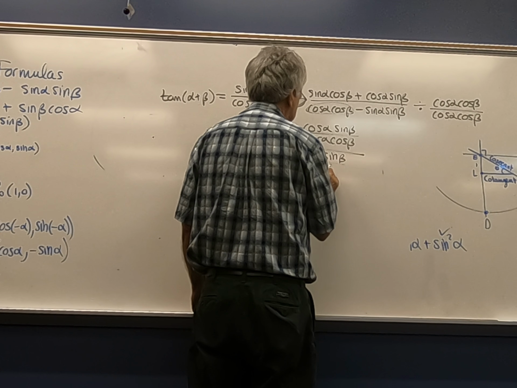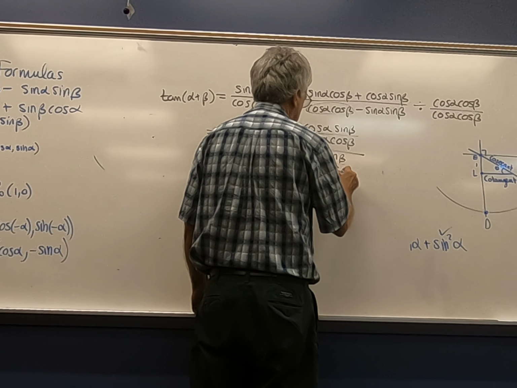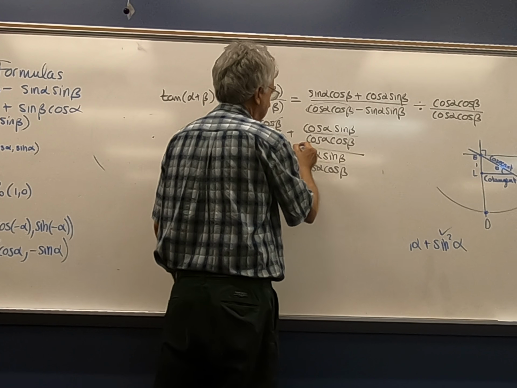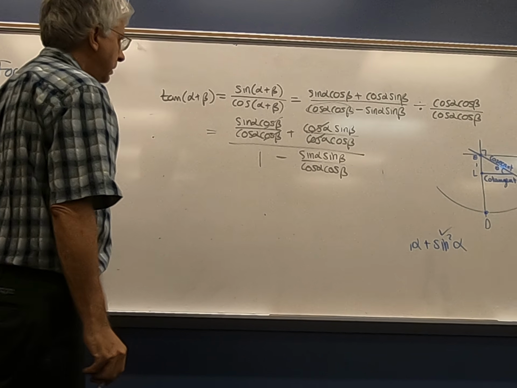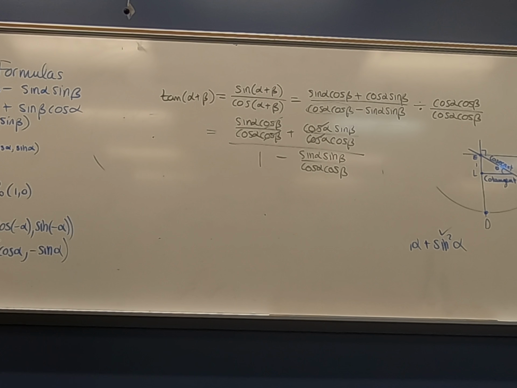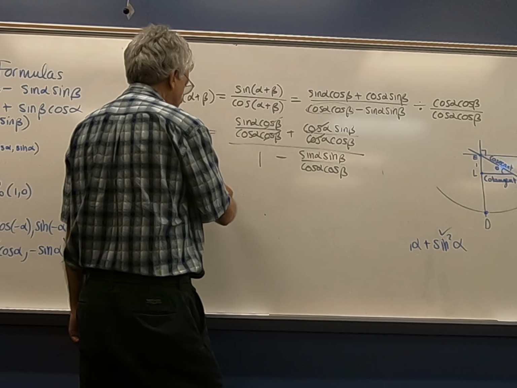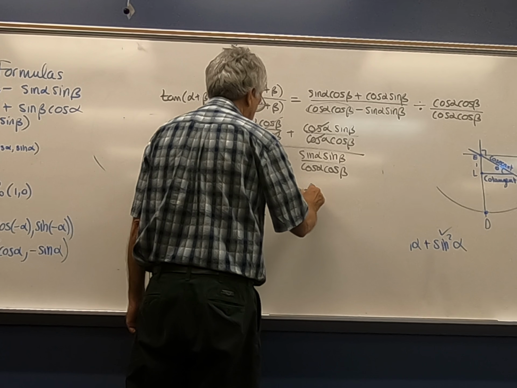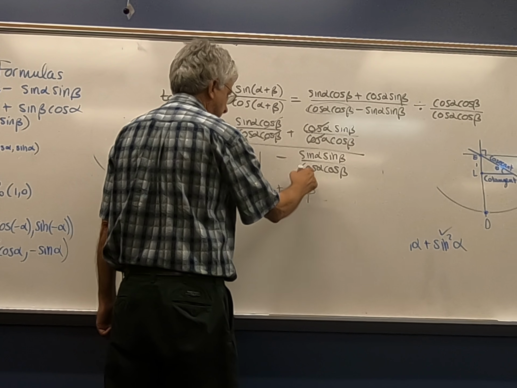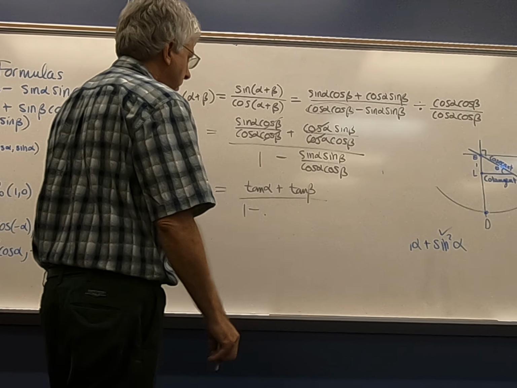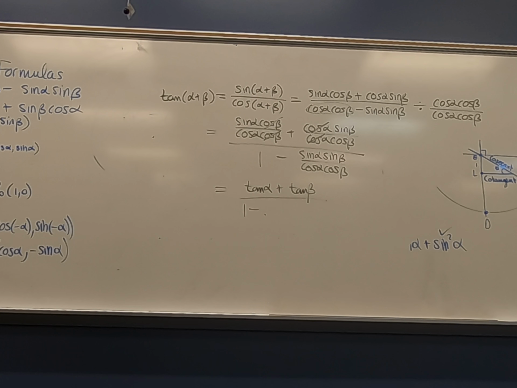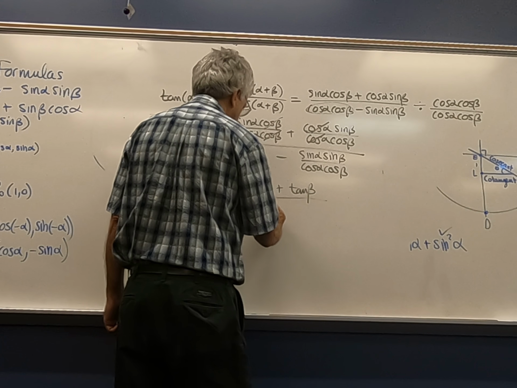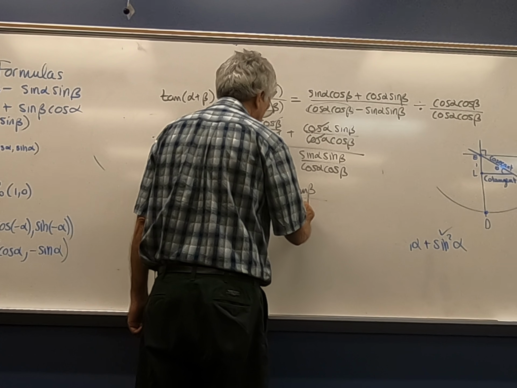Can I write things in terms of tangent now? Well, first of all, I can cancel that, I can cancel that, right? What's left upstairs? Tangent alpha plus tangent beta, right? See that? Tangent alpha plus tangent beta. What do I got downstairs? 1 minus, what's this? Nothing cancels, but I have tan alpha times tan beta. See that in there? So this is tan alpha, tan beta.